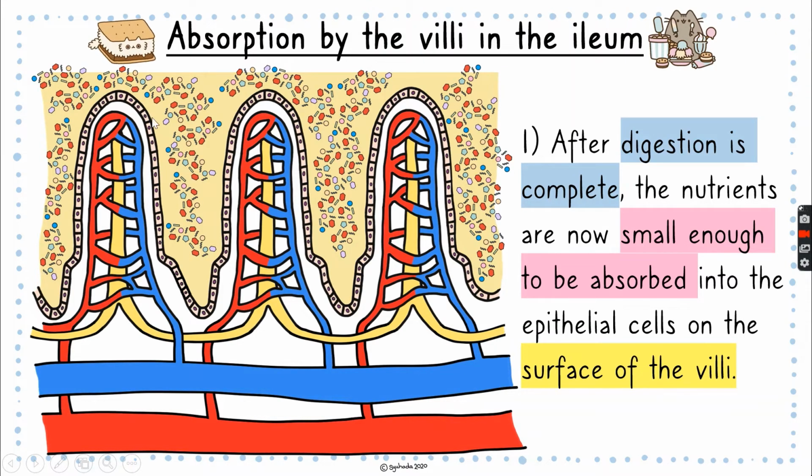So once you eat a very big lunch or dinner, you're going to have a lot of nutrients. You can see here that it's not just 1 or 2 glucose molecules. You actually have quite a lot of red right here. And they're small enough that they can now pass through each of the cells on the surface of the villus.